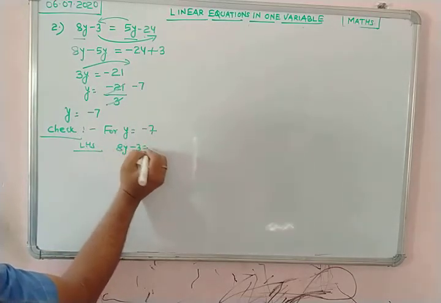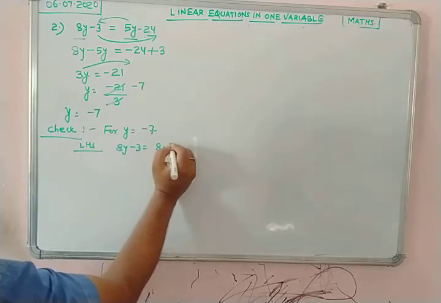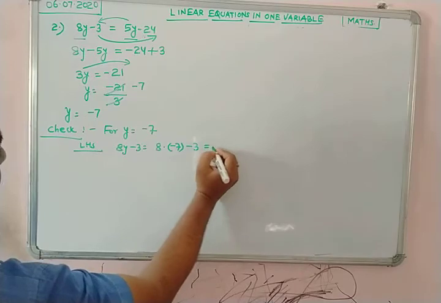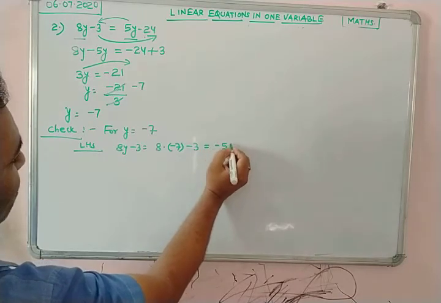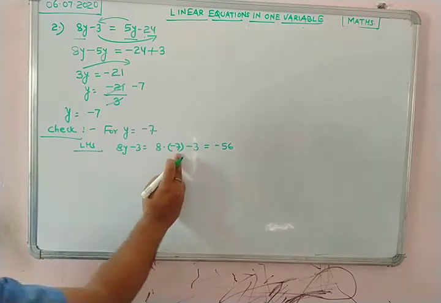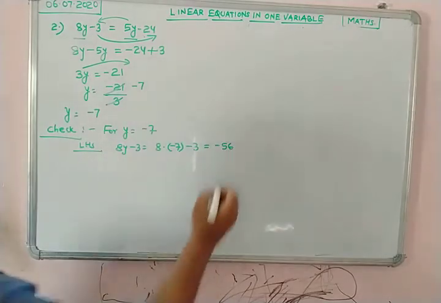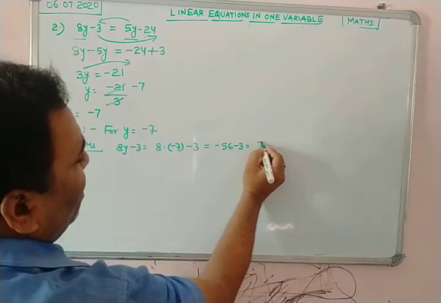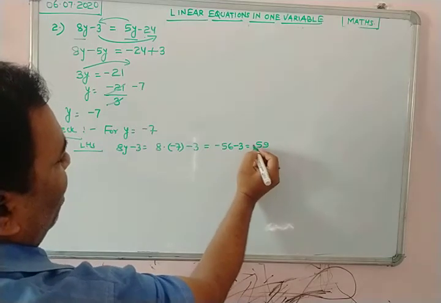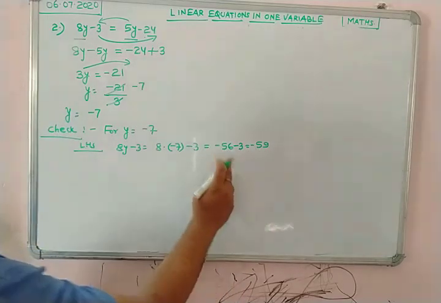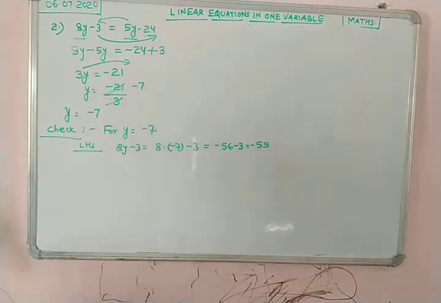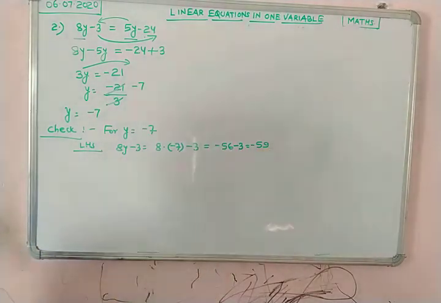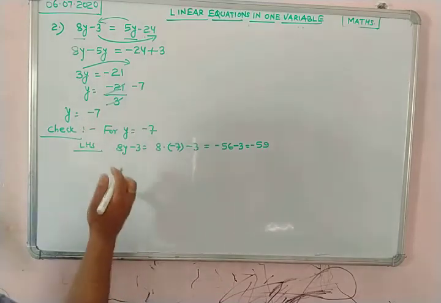8y minus 3. 8 into minus 7 minus 3. That means it is going to give minus 56. 8 sevens are 56. Minus 56 minus 3, minus and minus make plus, that means 59, and the minus sign will be kept as 56 is the greater number. So the LHS value we have obtained here is minus 59.